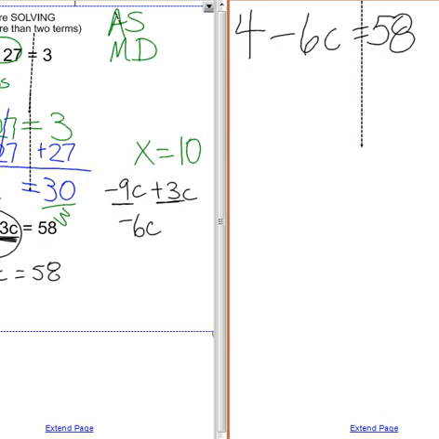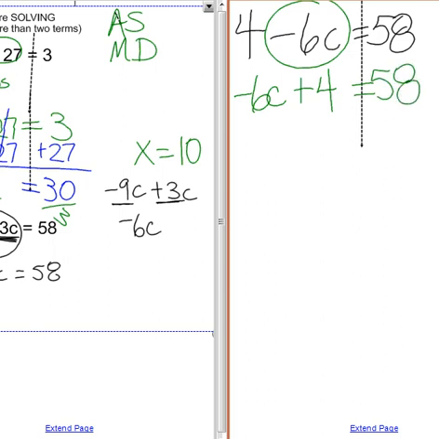So I hate it when they have the variable behind the constant. So I like to bring it front and center. I like my coefficient to be front and center. So I'm going to rewrite it. Okay? Now, these are equivalent equations. Negative 6c plus 4 equals 58. I just like my coefficient to be first.